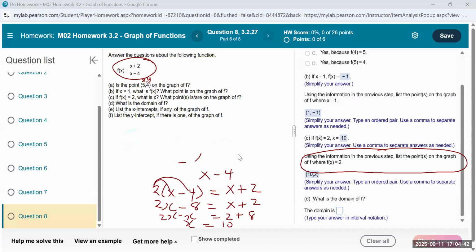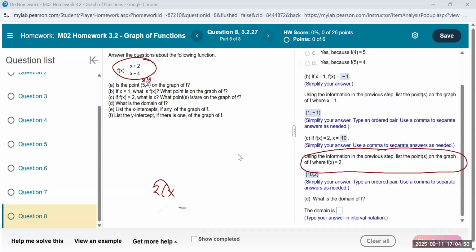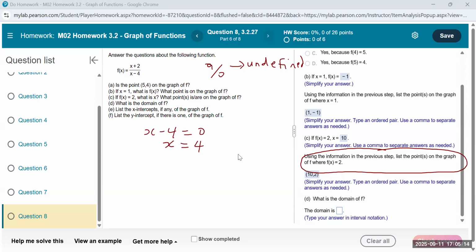Now D, we need to find the domain of the function. Domain is all the possible values of x that will make the function real. The only time this function will not be defined is when your denominator is equal to 0, because any number divided by 0 is undefined. So this function will be undefined when x minus 4 is equal to 0. So we are looking at all real numbers except when x is equal to 4.